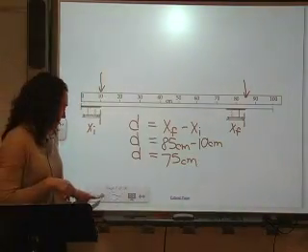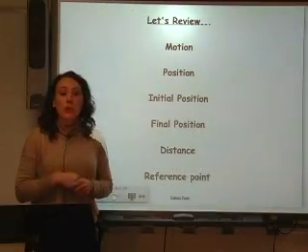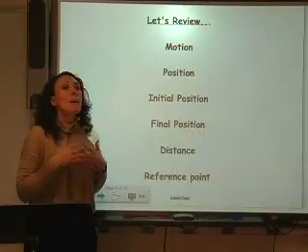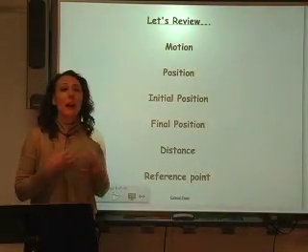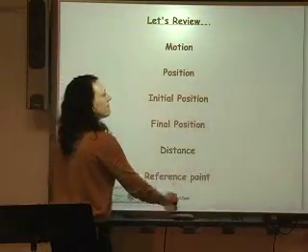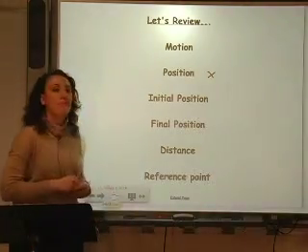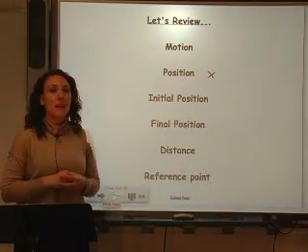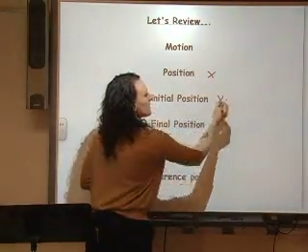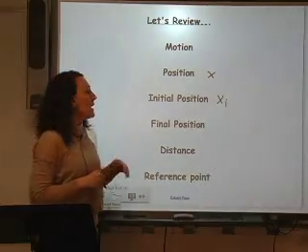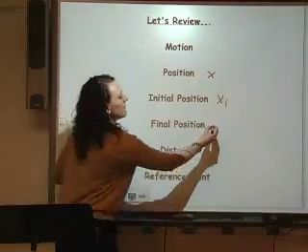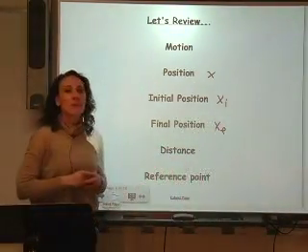Let's review. Motion is a change in position. The position of an object is its location at any given time, and the symbol for position is lowercase x. The initial position is an object's starting position. Its symbol is x subscript i. And the final position is that object's ending position. Its symbol is x subscript f.